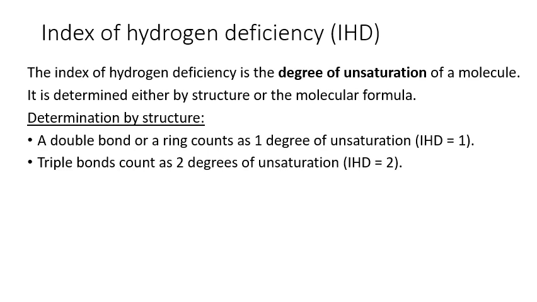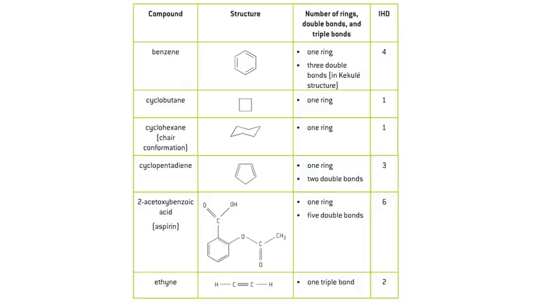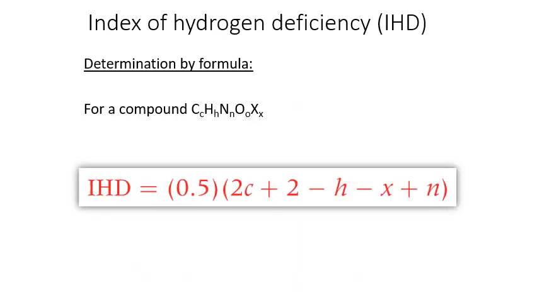Now the IHD can be worked out in 2 ways, from the structure and from the molecular formula. So there we have the structure itself, and from the structure you can work out the IHD. The other way you can do it is from the molecular formula. In order to deduce the IHD for a generic formula, where X is a halogen atom, either fluorine, chlorine, bromine, or iodine, we use the following expression in red.